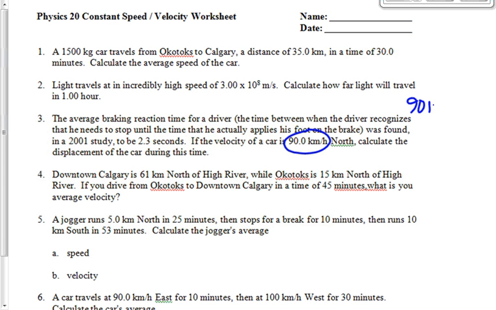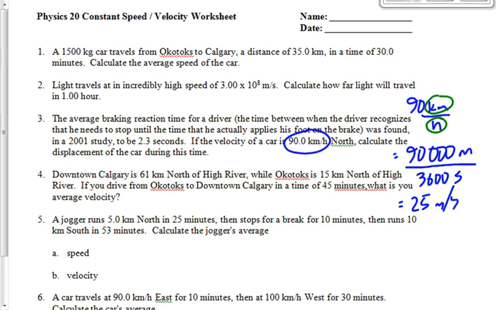90 kilometers per hour is the same as 90,000 meters, right? We're converting kilometers to meters first. 90,000 meters in 90 kilometers, and then there's 3,600 seconds in 1 hour. We get that by multiplying 60 by 60, right? 60 seconds in a minute, 60 minutes in an hour. So you're going to multiply by 1,000 to convert the kilometers to meters, and then on the bottom you're going to multiply by 3,600 to convert the hours to seconds. 90,000 divided by 3,600 would give me 25 meters per second there.